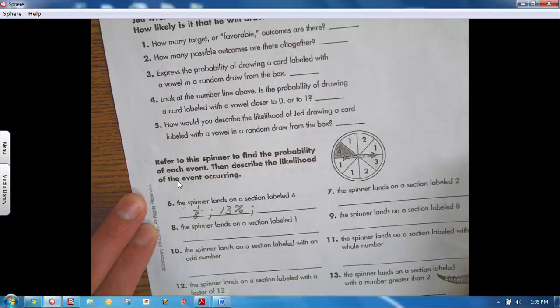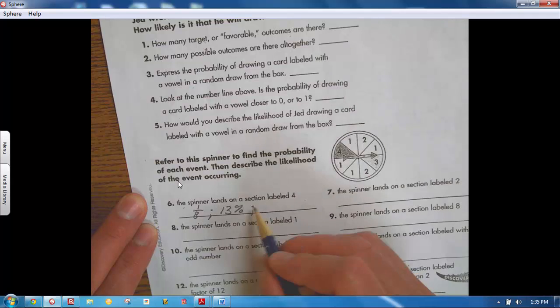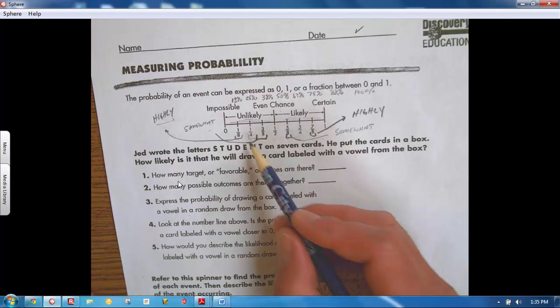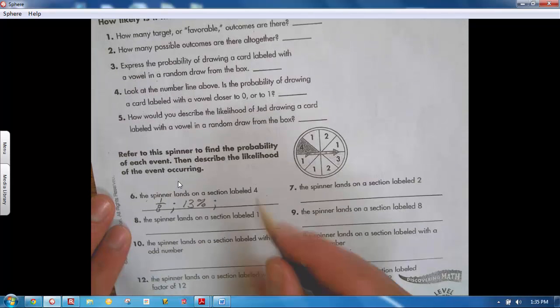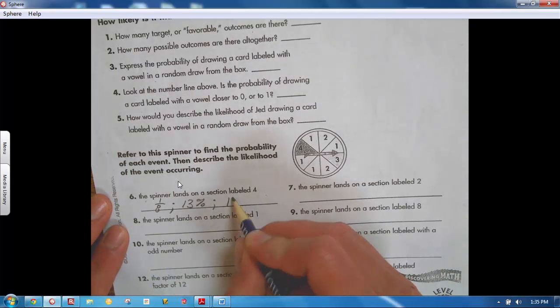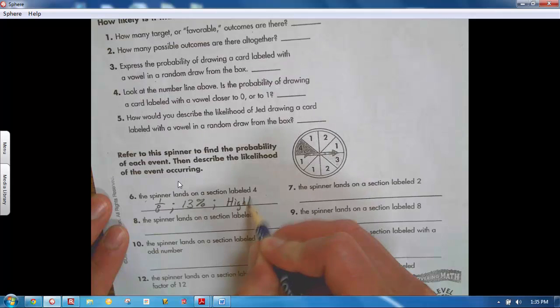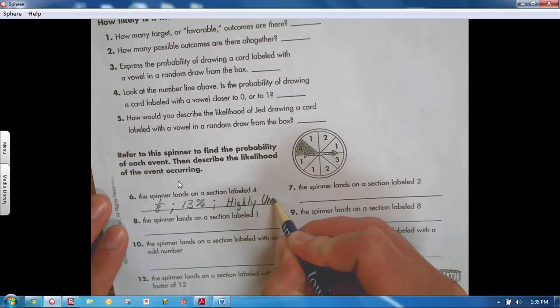And then the third way is going to be to actually classify it. And if we look back up here on our number line, 13% or 1/8, that's actually what we're calling highly unlikely. So if there's a 13% chance of something, we're going to call that highly unlikely.